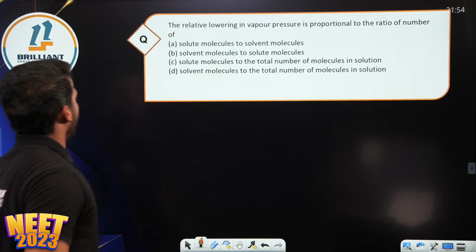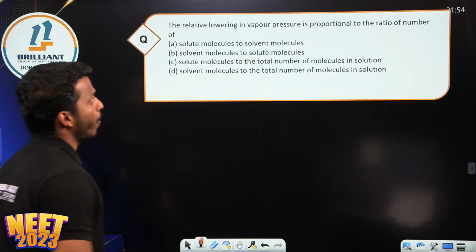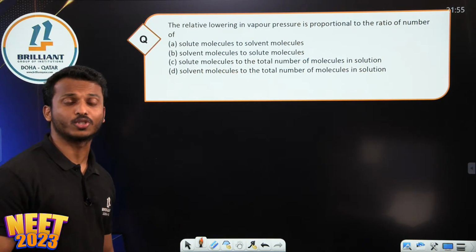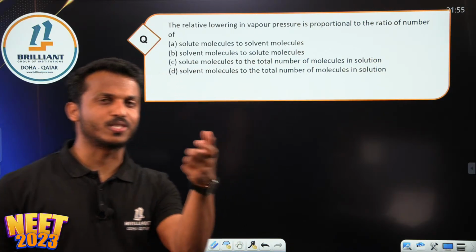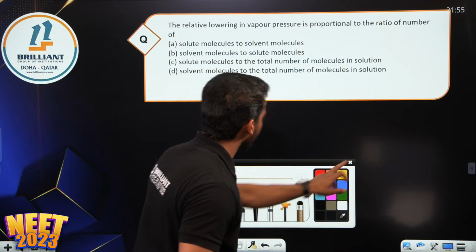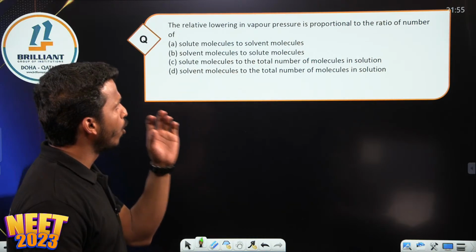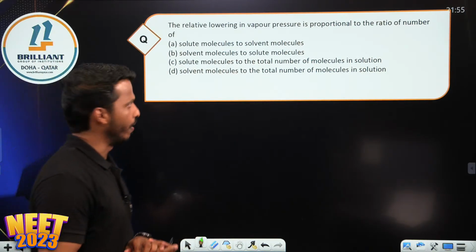Yes. Next one. The relative lowering in vapor pressure is proportional to the ratio of number of. Careful about this question. I just mentioned a small description regarding this in the previous question. Relative lowering in vapor pressure is proportional to the ratio of number of which one?